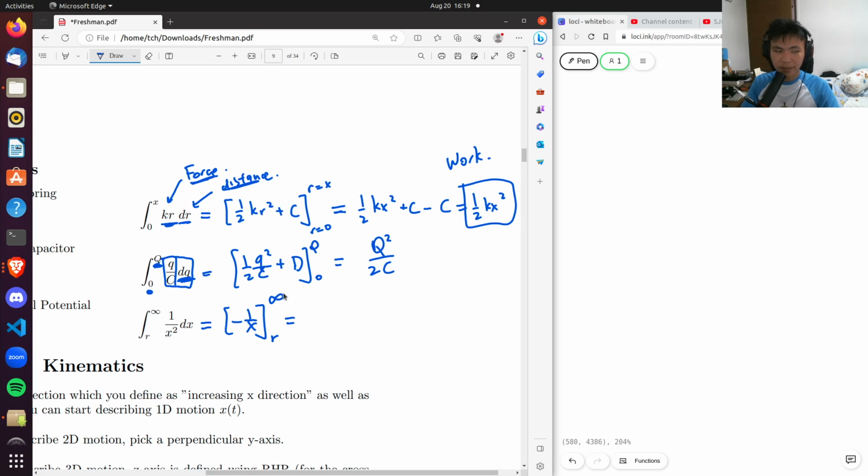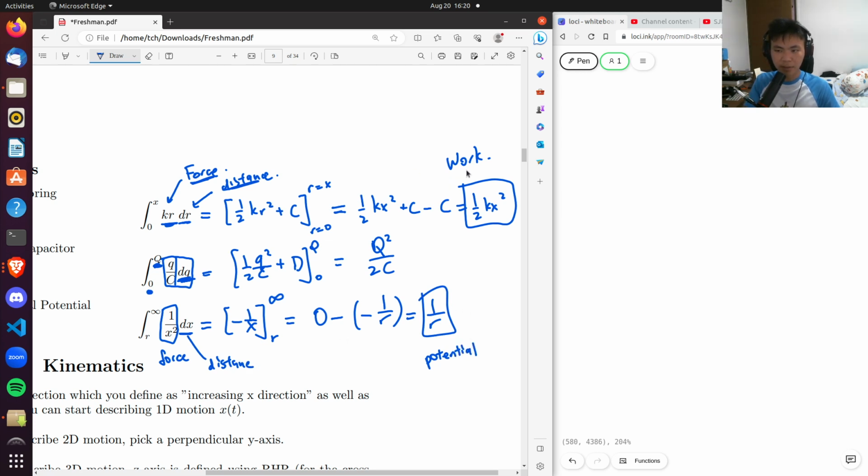So x equals infinity actually isn't well-defined, mathematically you actually need to take the limit and stuff, but for our purposes, for physics, if you substitute x equals infinity into the denominator, you get 0. So this is just 0 minus negative 1 over r, and this is 1 over r. So this is kind of like the gravitational force. This is a distance, and this will give me the gravitational potential.